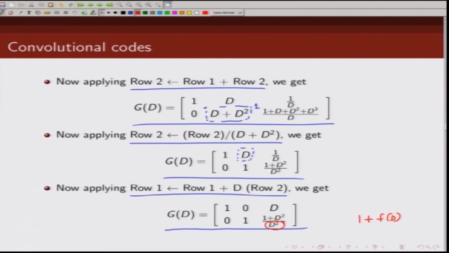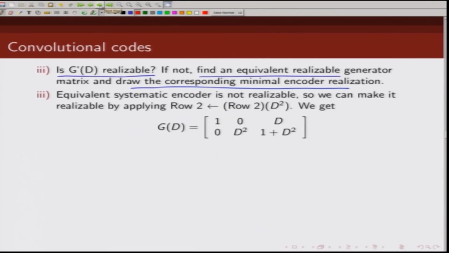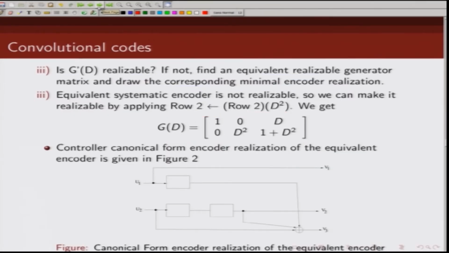However, if we multiply this by D square, and do this transformation, what we get is this. What we are getting now is basically a new equivalent encoder, which is in the feed forward form, and it is realizable. So, how do we realize it? Again, if we are using controller canonical form realization, we will have one set of shift registers for this input, another set of shift registers for this input.